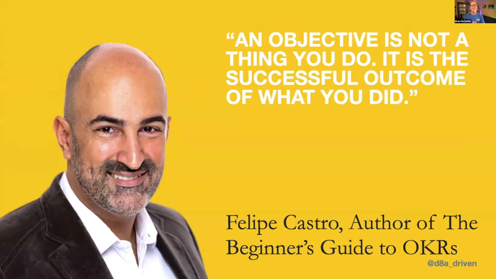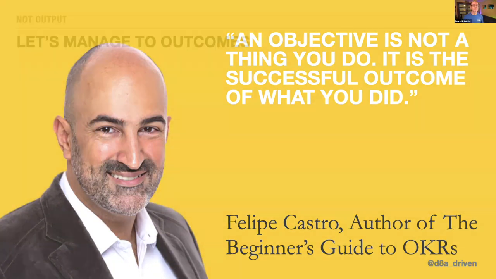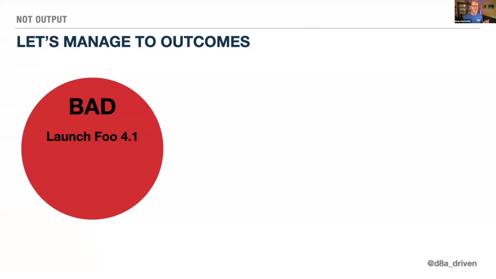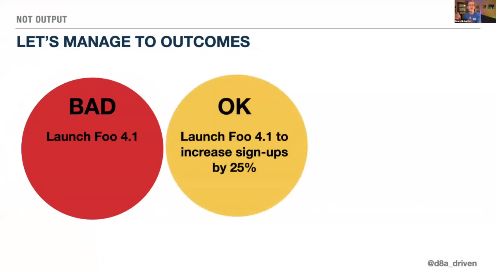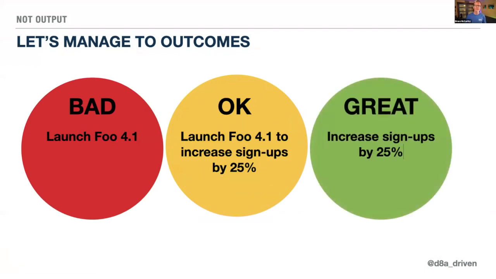An objective is not a thing you do. It's actually the outcome of what you did. It's the result. It's the measurement of, we did it and therefore this happened. Let me give you an example. Managing to objectives or outcomes is not, we launched the thing. It is maybe we launched the thing in order to increase some number, some result, signups, say, by 25%. That's better. At least it couples the two together. But a really great KR is simply to increase signups by a measurable percentage.